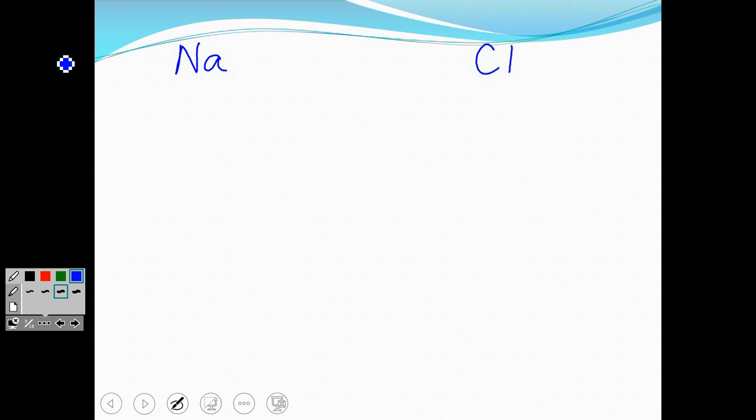Is sodium a metal or a non-metal? It's a metal. And do metals like to gain electrons or lose electrons? Lose. Okay. Chlorine, therefore, if we're going to put these two things together in an ionic bond, chlorine has to be a what? Nonmetal. And it does what with electrons? Gains.